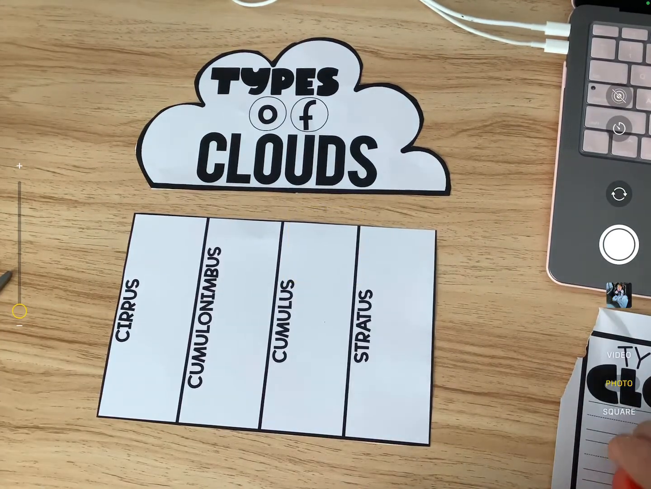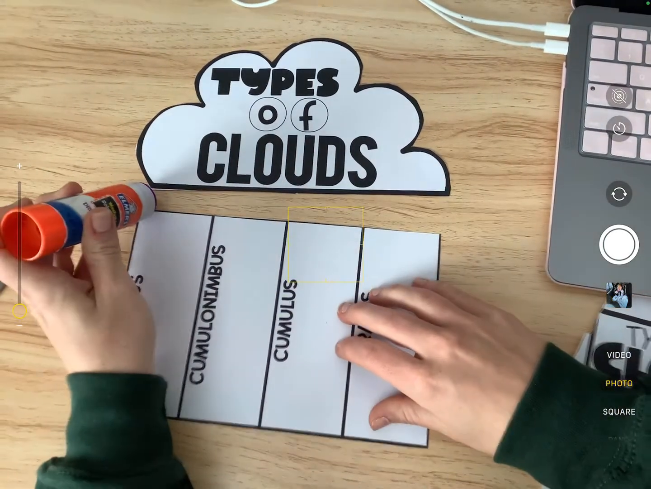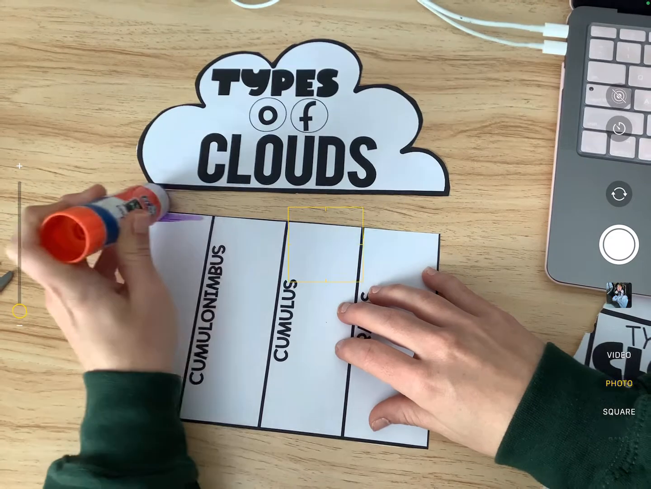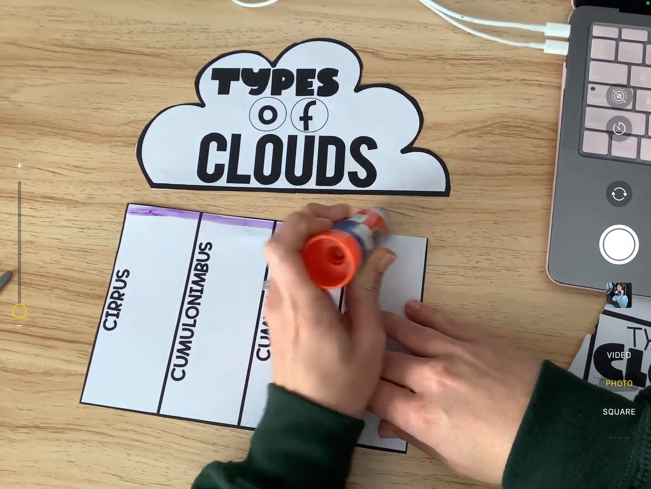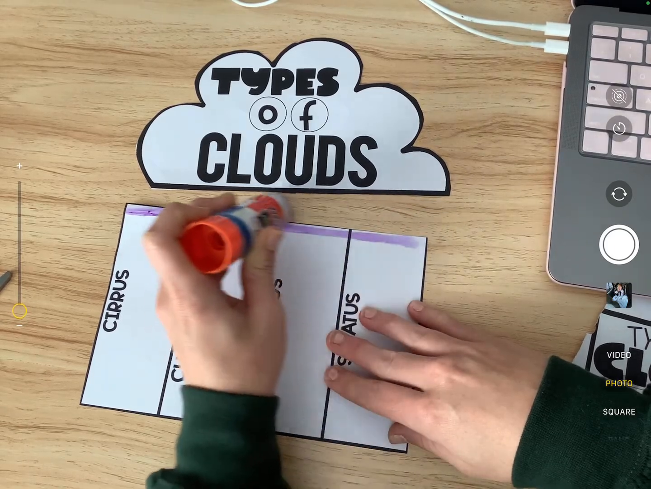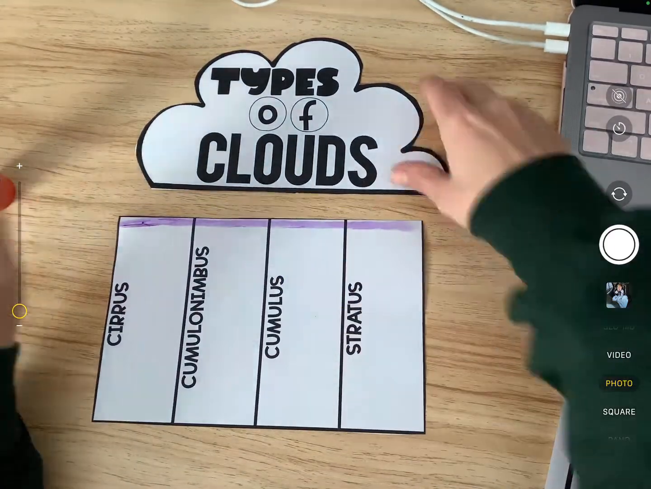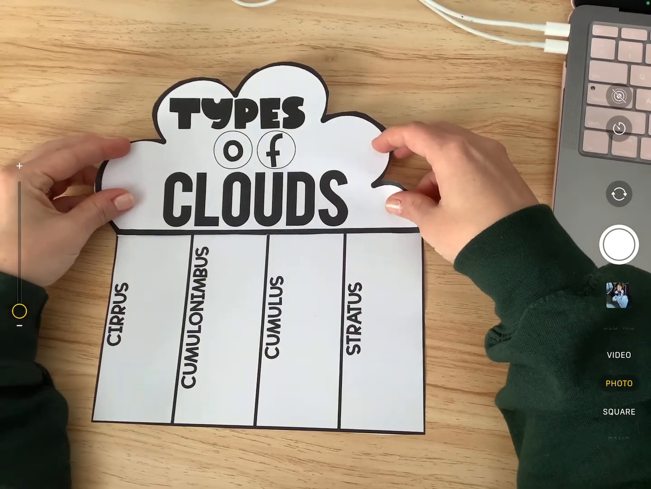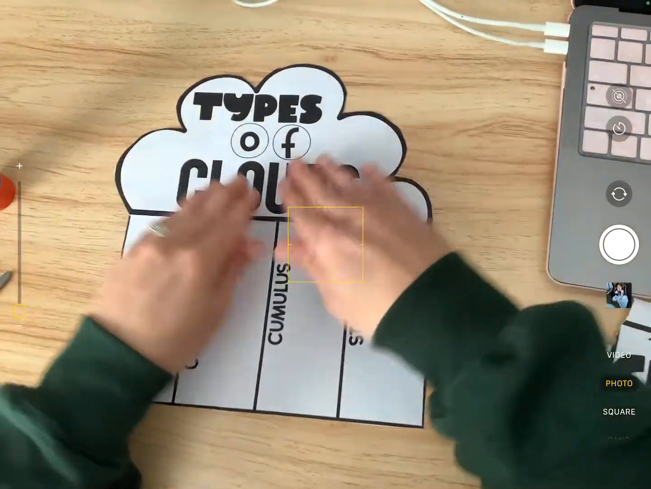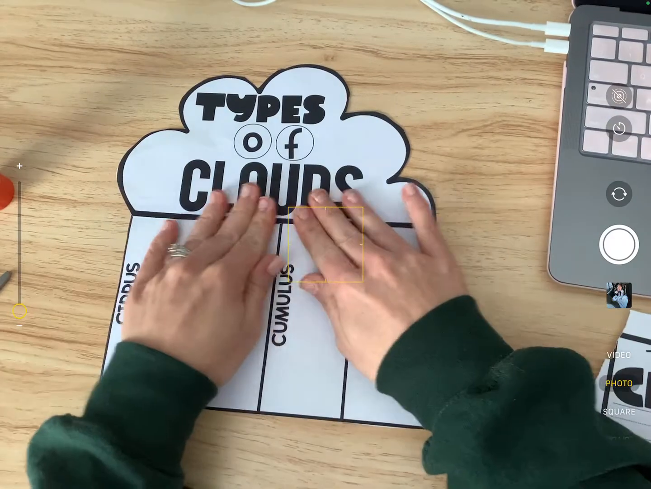So here's what I'm going to do. I want you to do the same thing. You are going to put a strip of glue, a pretty skinny strip of glue, up toward the top of your page. Okay, I'm going to connect it to the bottom of my cloud there. See how I just covered the glue just a little bit?